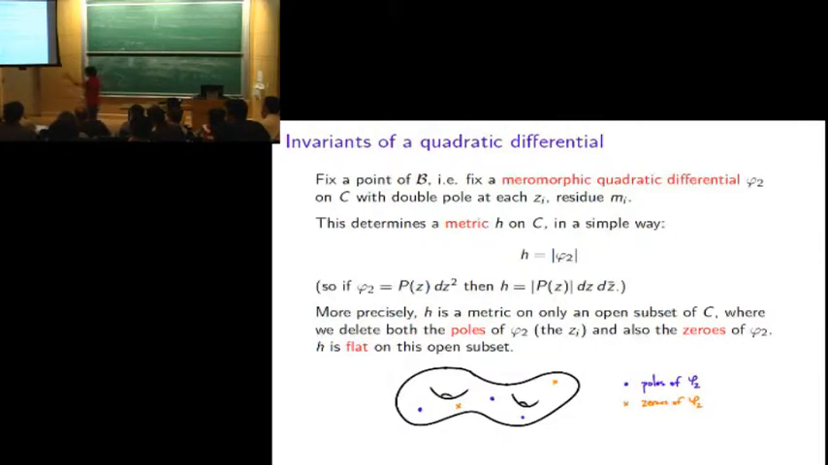So what that means is right here. If phi2 is p(z) dz squared, then the metric is just the absolute value of p. Well, to be exact, that's not really a metric on the whole curve, because phi2 can have zeros. So these little x's represent the zeros of phi2. And of course, we defined it so that it has poles. So this is really a metric only on the region where I've deleted those zeros and those poles. And it's a good thing that's not a metric on the whole thing, because it's flat. And of course, I couldn't have had a flat metric on the whole surface. So this is a flat metric on the complement of some collection of points.